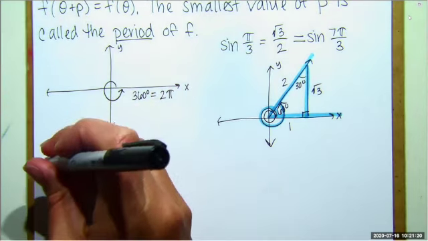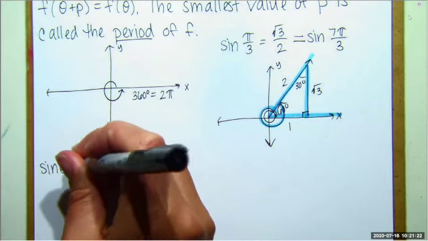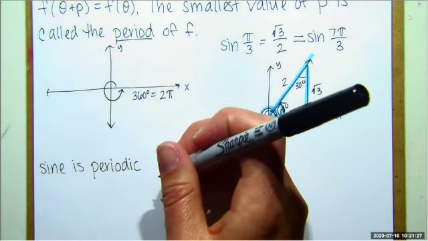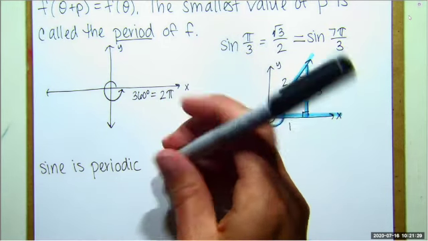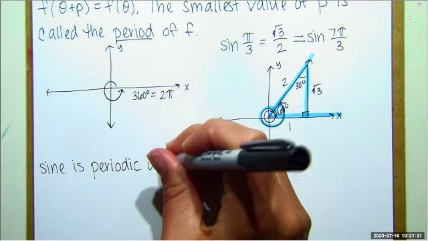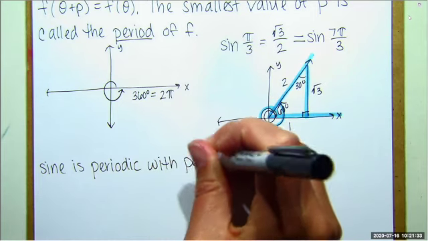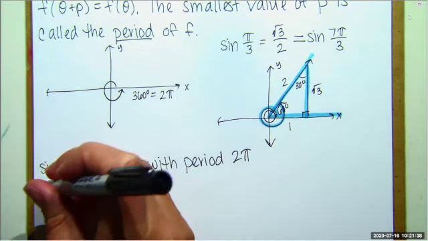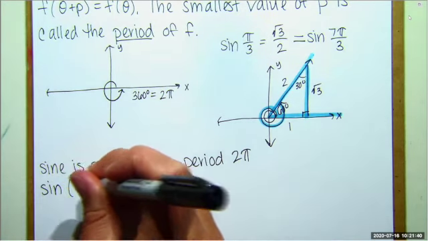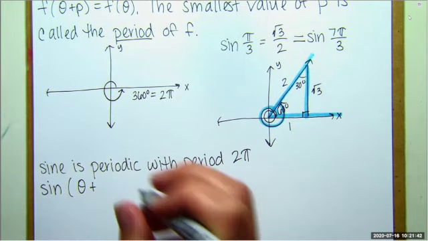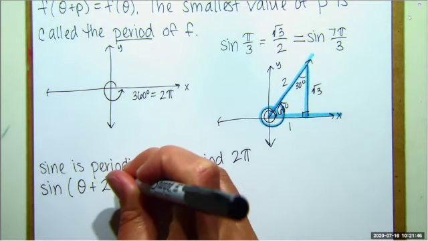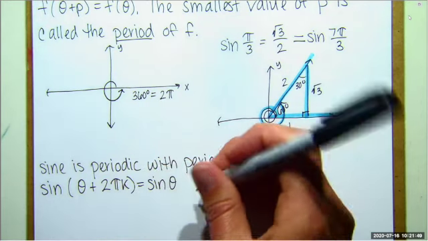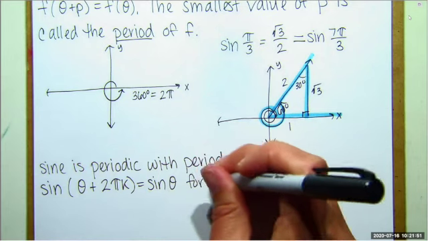So the first thing we have is that sine is periodic with period 2 pi. So that means that sine of theta plus any multiple of 2 pi, so we write that as 2 pi times k, is equal to sine of theta for any integer k.